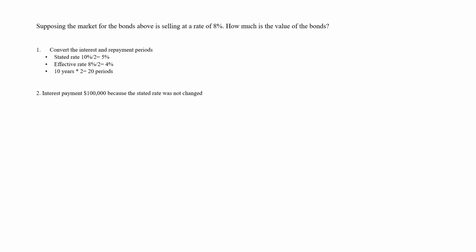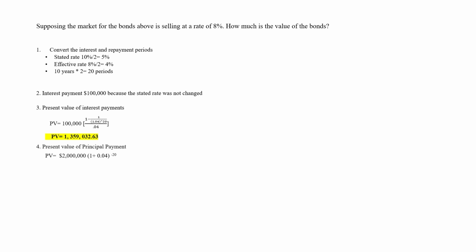Next, since our interest payments do not change, we still have $100,000. Then we compute for the present value of interest payments. So our PV is equal to 100,000 times 1 minus 1 over 1.04, the new effective rate, raised to the power of 20, all over 4%. So we got 1,359,032.63.